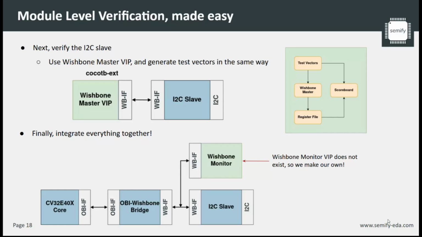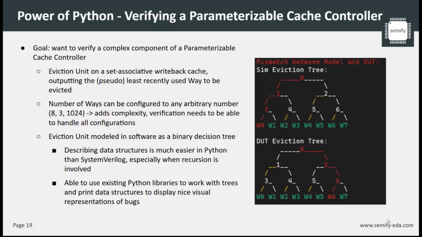So I showcased a little bit about how we use the IP, but let's showcase the power of Python a little bit as well. In this case, we have a specific component that we want to verify that's going to be a little bit more complex. And this component is going to be the eviction unit of a set associative write-back cache. And all this eviction unit does fundamentally is it takes some sort of input, and based on this input, it's going to output a specific way that is going to be evicted.